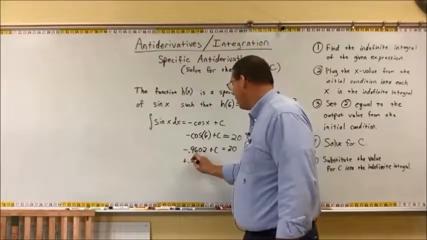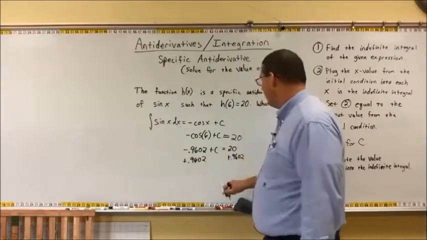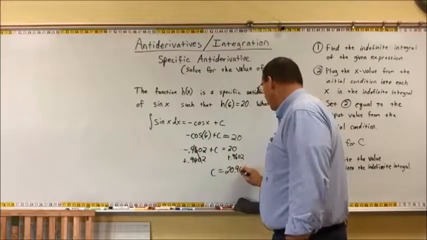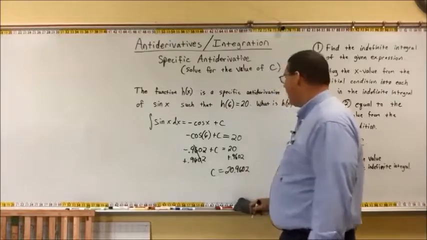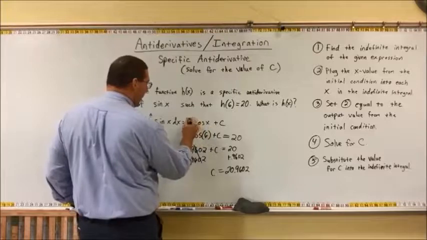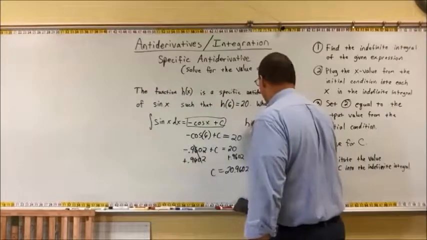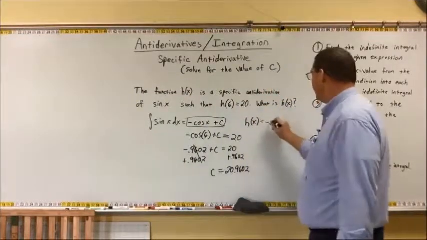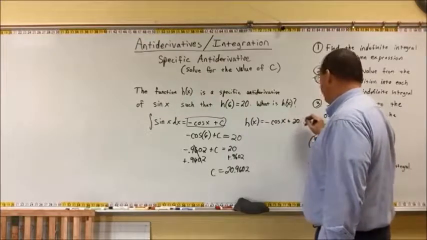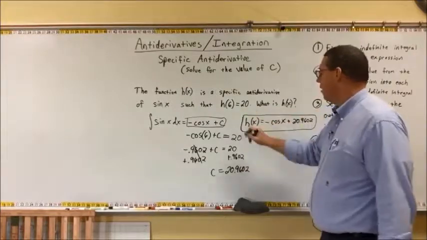Now, if I add 0.9602 to both sides, this is going to cancel, and I get c is equal to 20.9602. And now, last step, substitute the c back into the indefinite integral, and h of x is equal to negative cosine of x plus 20.9602 approximately, and there is my final answer.